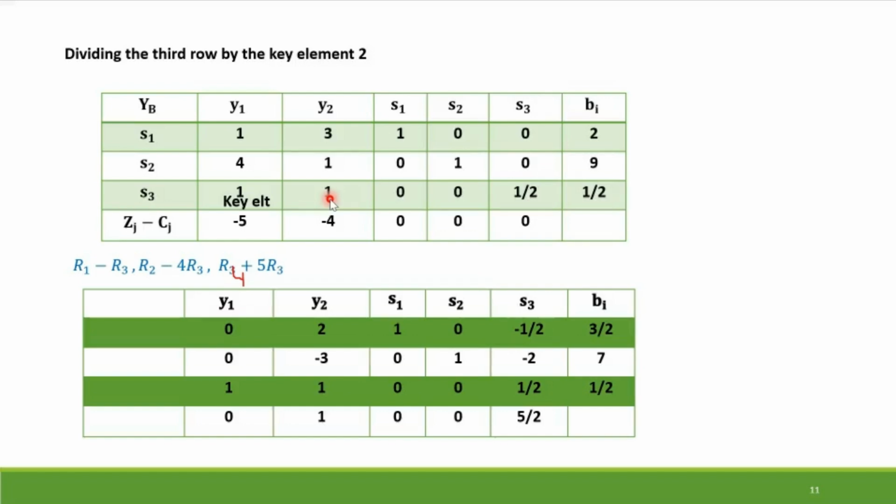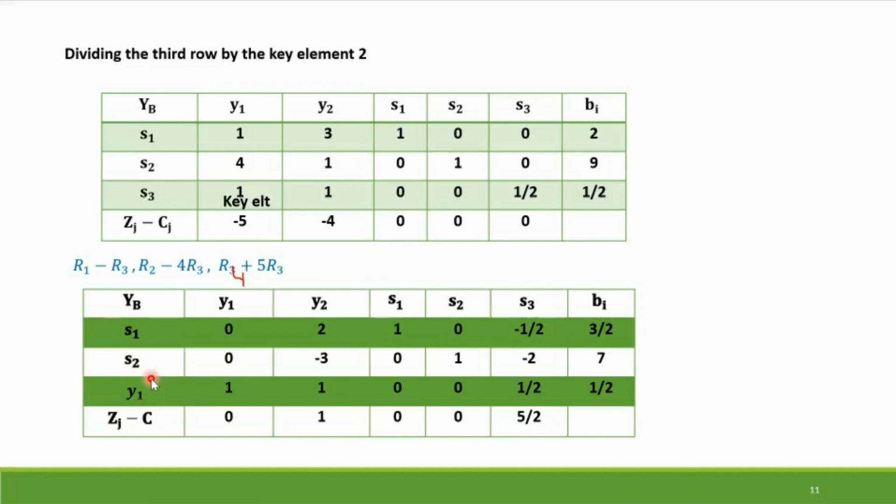So which variables are there in the YB column? Now we don't require that column still. Which variables are there in YB? S1. Okay, 1, 0, 0 is corresponding to S1. 0, 1, 0 corresponds to S2. And 0, 0, 1 corresponds to Y1.